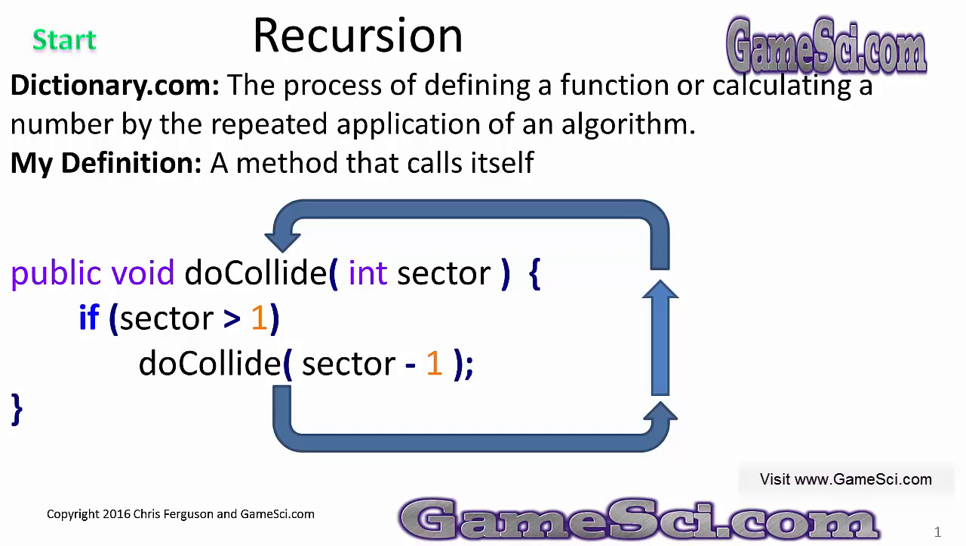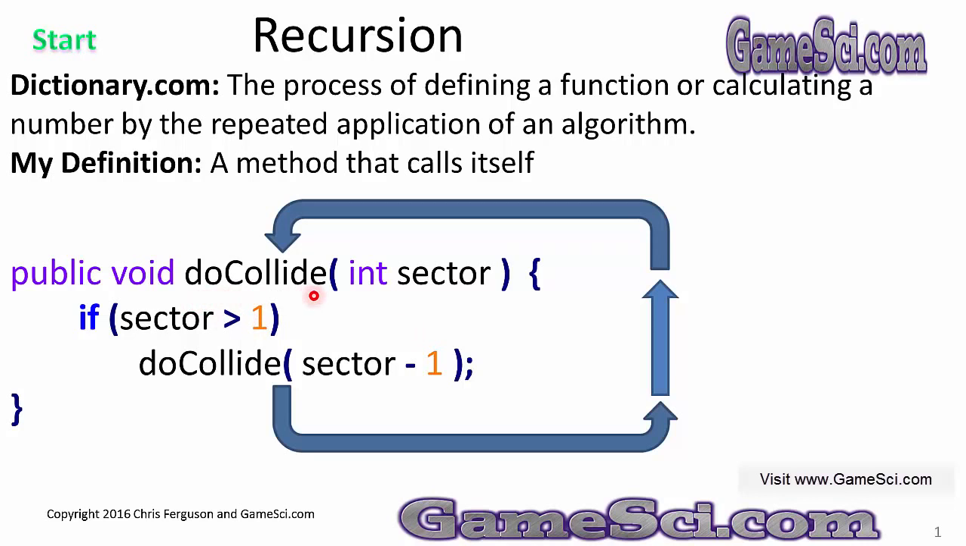Dictionary.com tells us recursion is the process of defining a function or calculating a number by the repeated application of an algorithm. My definition, however, is quite a bit more simple. It's a method that calls itself, and that's all recursion is, when a method calls itself.